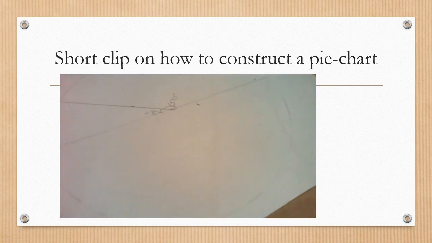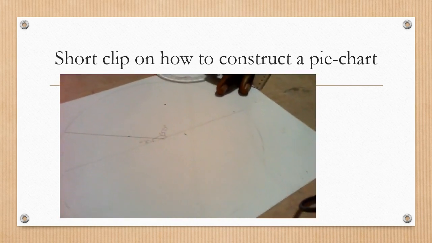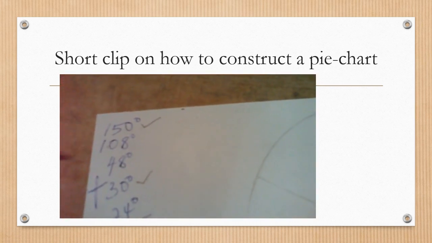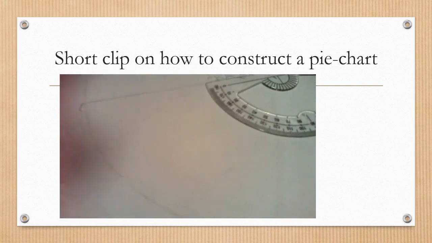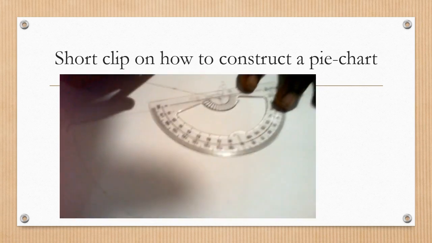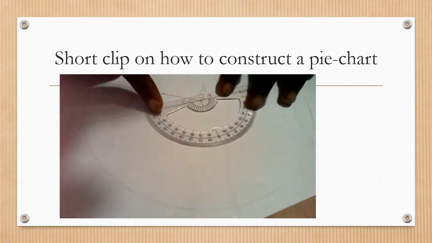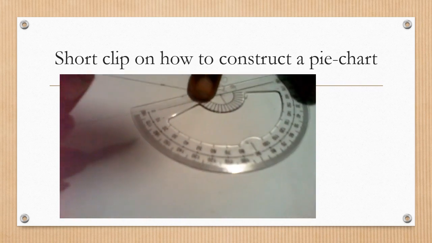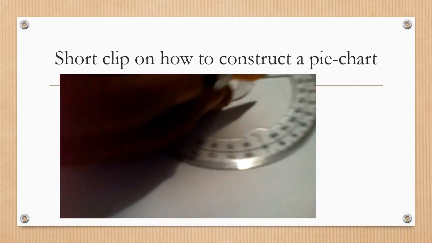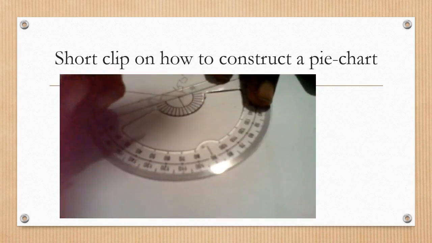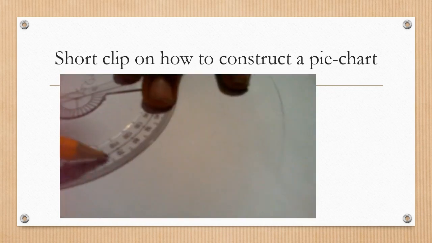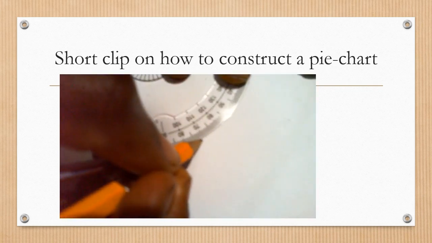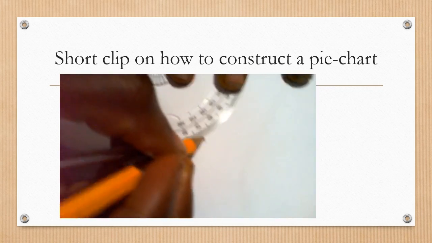So now we'll flip this book around because we are working on angle 360. So next thing we want to construct right now is angle 108 degree. Angle 108 degree. Good. So we place our compass. We look for 108. This is 100. This is 110. So it's just 2 lines before 110 here. We give a mark.